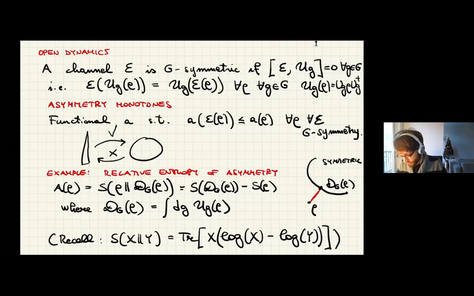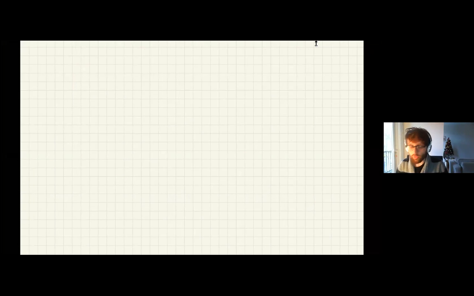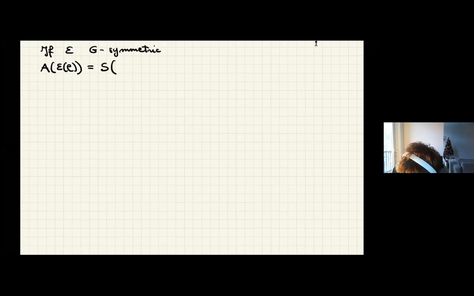Okay, so this is the relative entropy of asymmetry. And now let's see that this is actually giving you something which is not a conservation law, but kind of the next best thing, which is a monotone. So let's take this epsilon, your dynamics, to be G-symmetric. Assume that it respects the symmetry. Now let's compute this asymmetry on the final state. By definition, the asymmetry of the final state is the relative entropy between epsilon of rho and this group average applied on epsilon of rho.